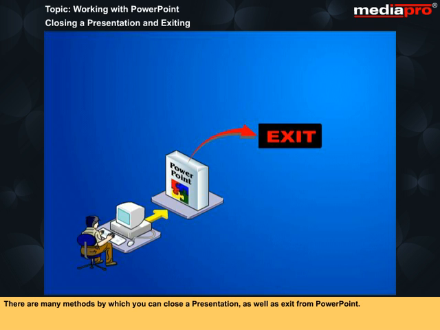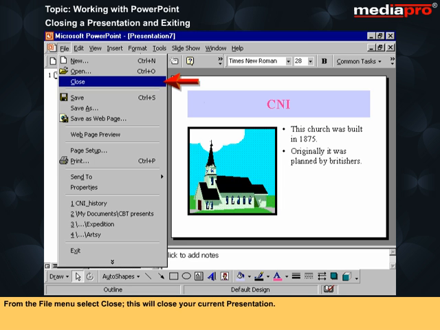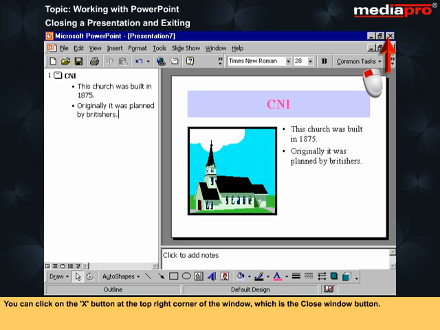There are many methods by which you can close a presentation as well as exit from PowerPoint. From the File menu, select Close. This will close your current presentation. You can click on the X button at the top right corner of the window, which is the Close Window button. If you have noticed, there are two of these buttons, one below the other. The upper one is the Close button of the PowerPoint application itself. The lower one is the Close button of the current presentation that is open.